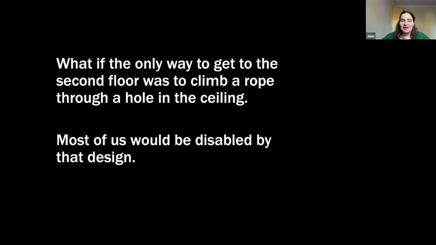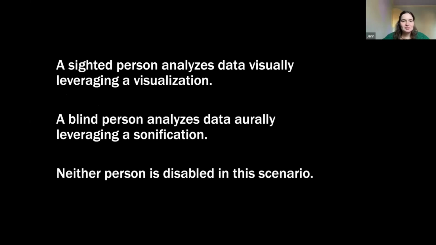So what would happen if the only way to get to the second floor of a building, you had to climb up a rope through a hole in the ceiling? I think a lot of us would be disabled by that design choice. So it would be obviously the rope, the choice of a rope. Only the very most athletic of us would be able to get to the second floor. So an example within our current context, talking about science tools, a sighted person comes to our tools to analyze data.